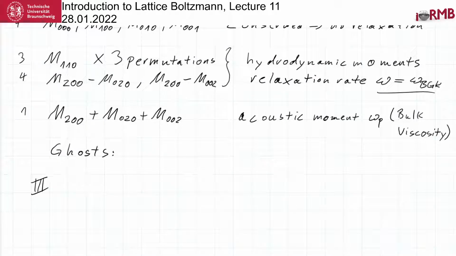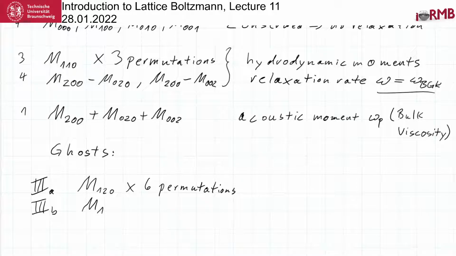So the ghosts start at order 3, so they are third order moments. And from the third order moments we have a group 3A, that are the moments M1, 2, 0, and from this we have 6 permutations. So you can permute the indices 1, 2, 0 in 6 different ways. I'm not writing all of them down. Then we have group 3B. This has only one moment, M111, and this has only one permutation.